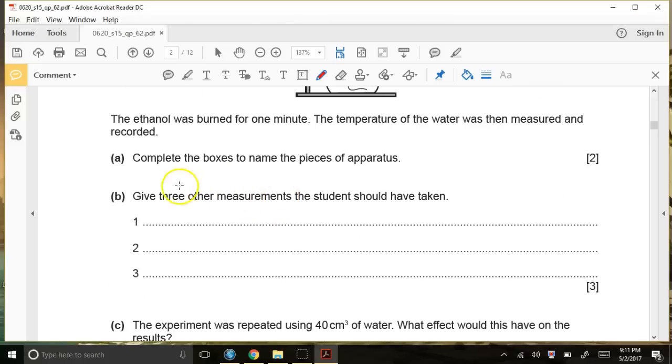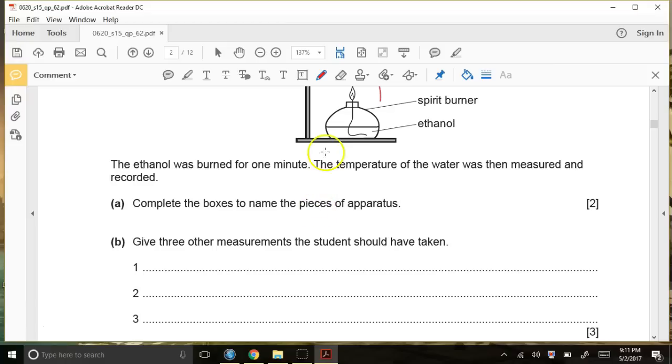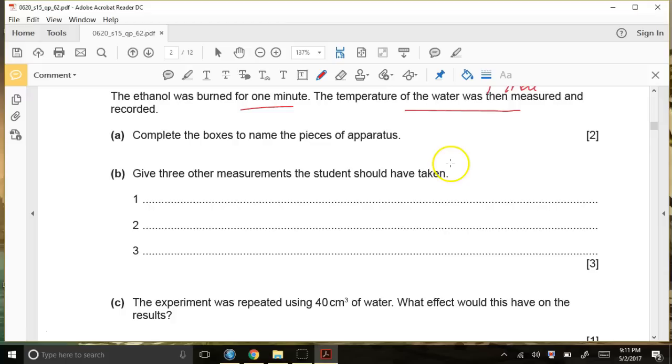And then if you look at this question here, give 3 other measurements a student should have taken. Now, if you just pay attention to this part, ethanol was burned for 1 minute and the temperature of water was then measured. It means the final temperature of water was already measured. So what's missing for you is the initial temperature of water. Why do we need initial temperature? Because we need to find out how much was the heat gained by water. So if I have the initial temperature and final temperature, I can find out.